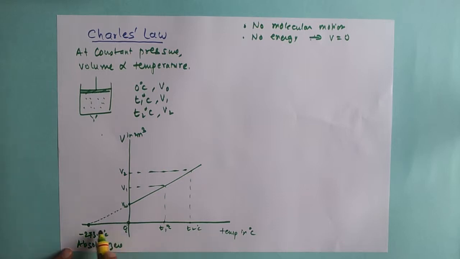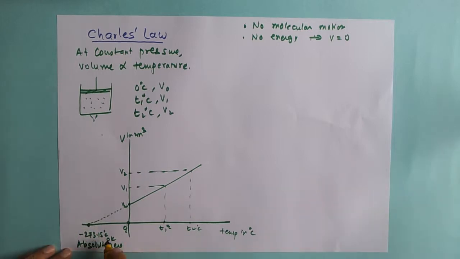So this temperature is known as absolute zero, and in 1848, Lord Kelvin devised a scale based on this, which is known as the absolute thermodynamic scale or absolute zero scale. And this particular point was identified as 0 Kelvin. So this is 0 Kelvin.